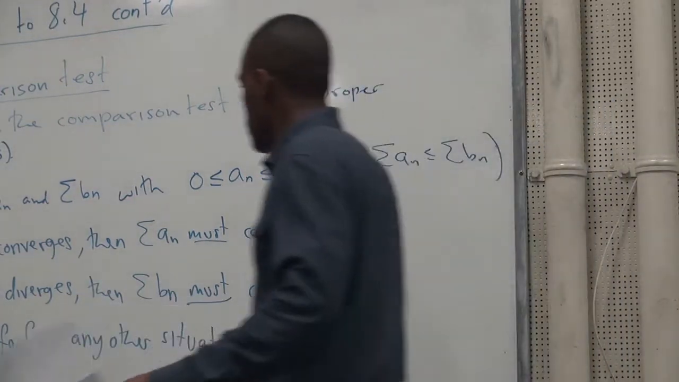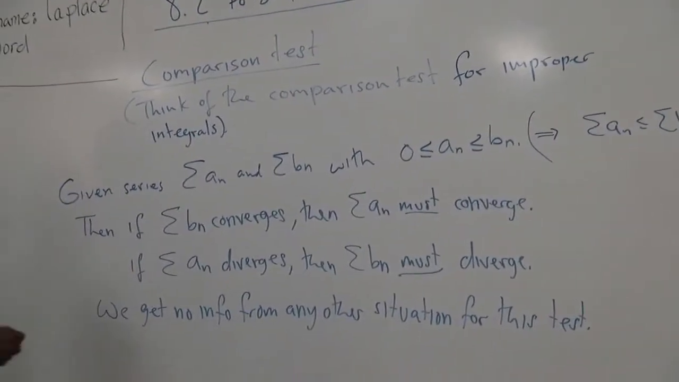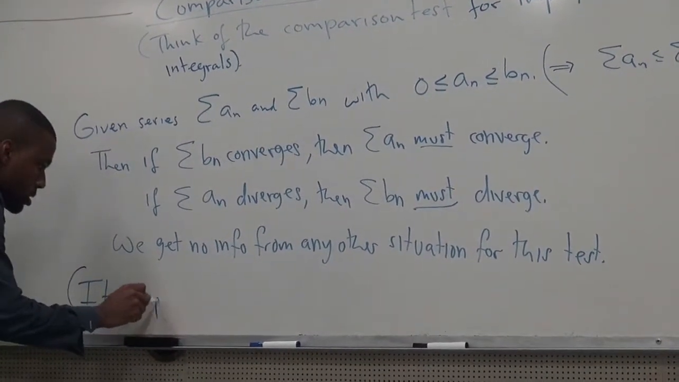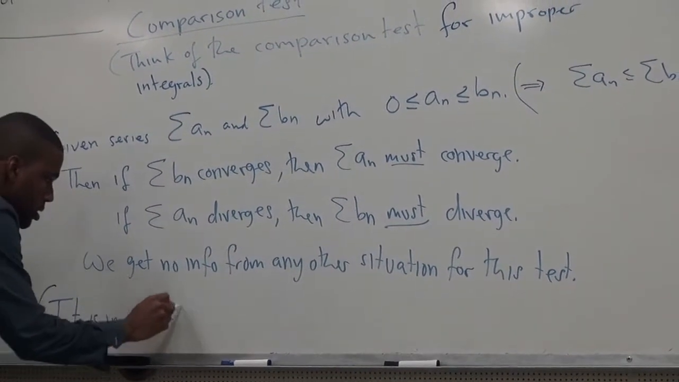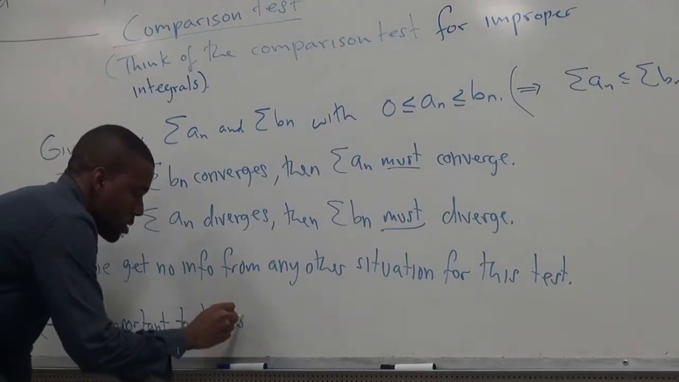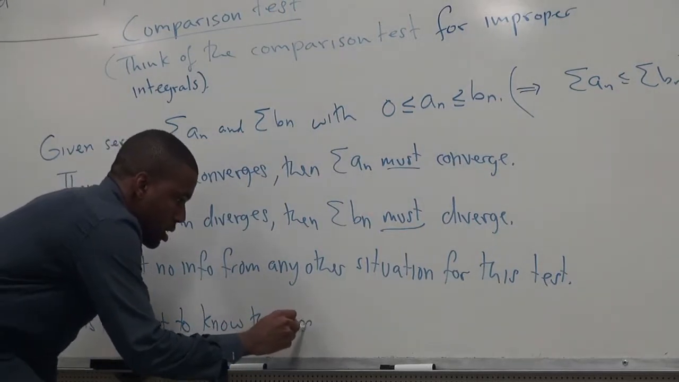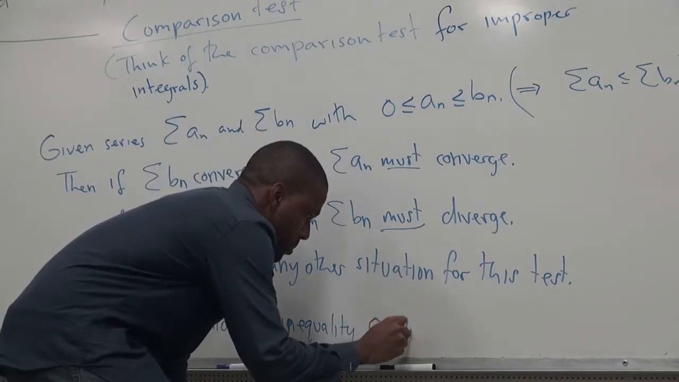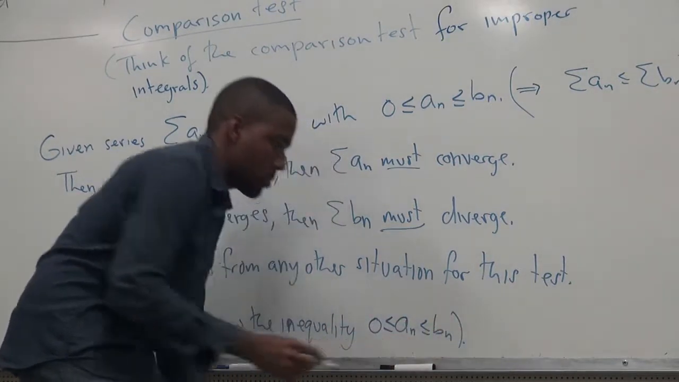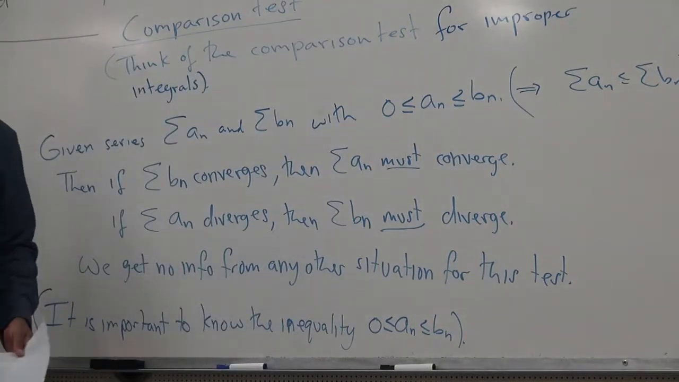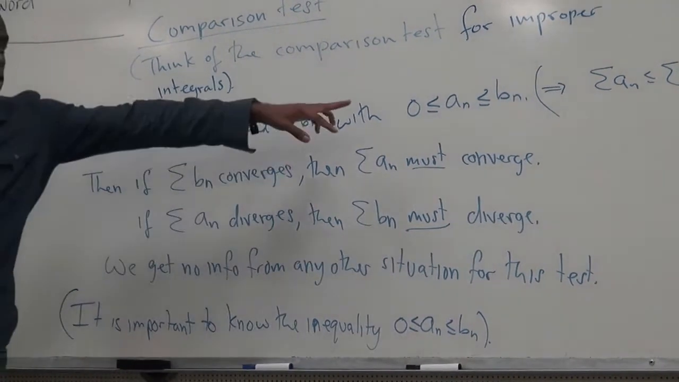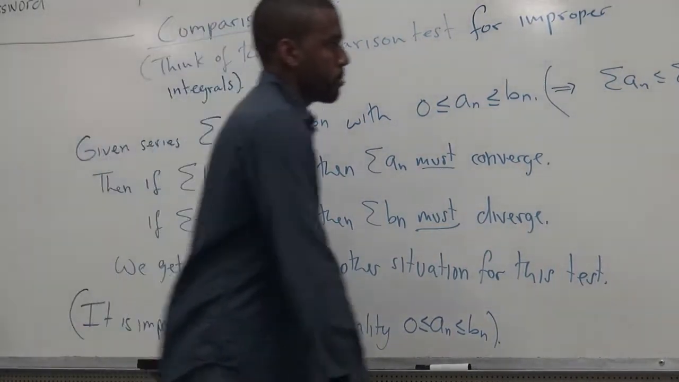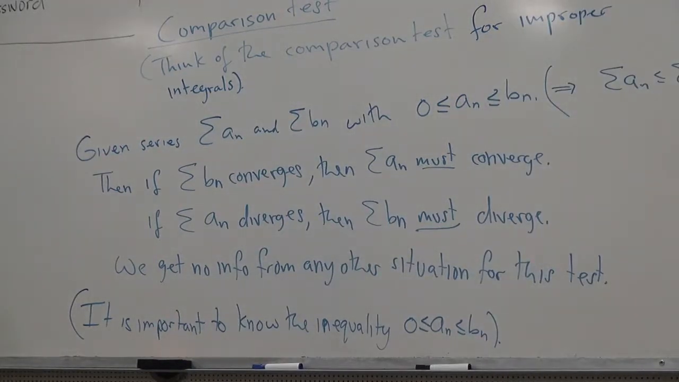By comparing the sizes of the terms, we can talk about their series. In this test, it is important to know who's your a_n and who's your b_n, and then you can apply this test. And you have to know the order of the inequality. Let me give you an example of that.